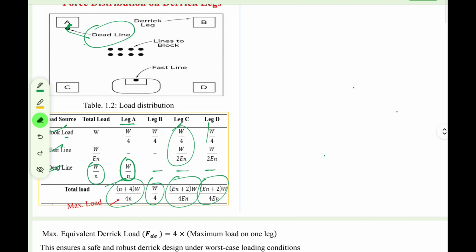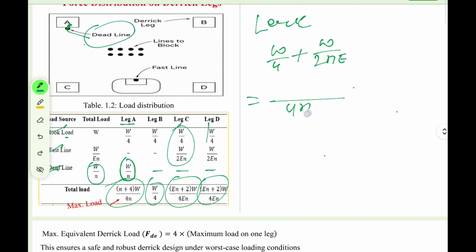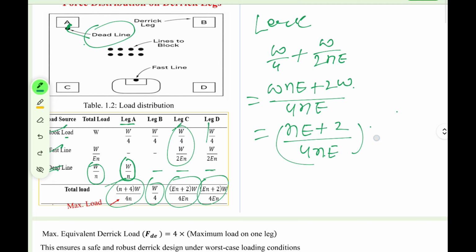So the second case we are talking about is leg C. For leg C, I am talking about W/4 plus W/2 and E. Simple LCM you have to take. Take the LCM: 4 will cancel out, W by NE will be here. At this point 2 will be there and 2W will be there. If you take the common, we will get W, this value, multiplied with the W, right? This value we will get. Now, hope this concept is very clear to everyone.